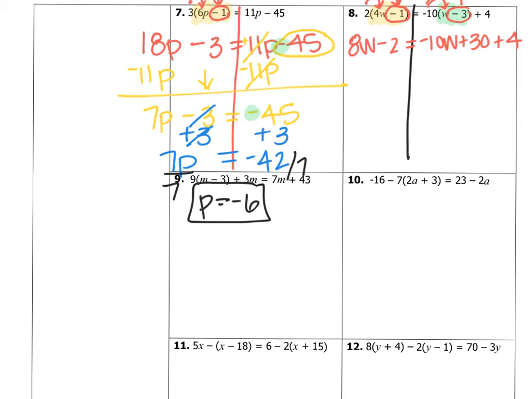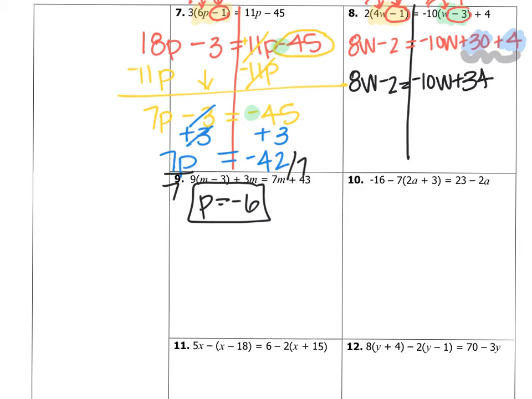On the right side, I have a -10W, I have a 30, and I have a 4. The 30 and the 4 are like terms. They're just plain old numbers. So I can combine them together and make 34. So if I rewrite this whole thing, I have 8W minus 2 equals -10W plus 34.